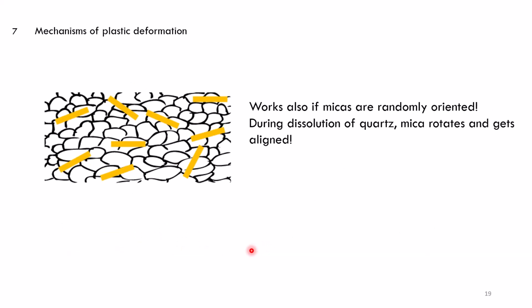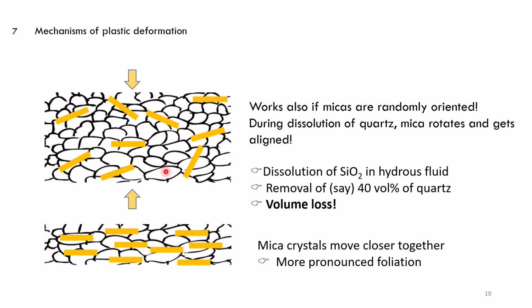This works also if the distribution and the orientation of mica is irregular in the undeformed protolith. Once we remove the quartz during dissolution creep, these individual mica crystals will start to rotate into a uniform direction and form a mica-rich foliation.